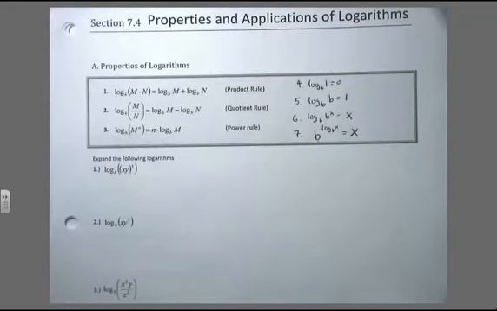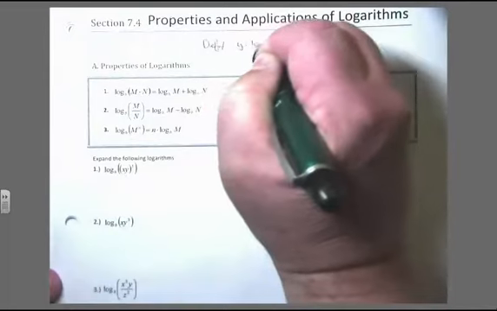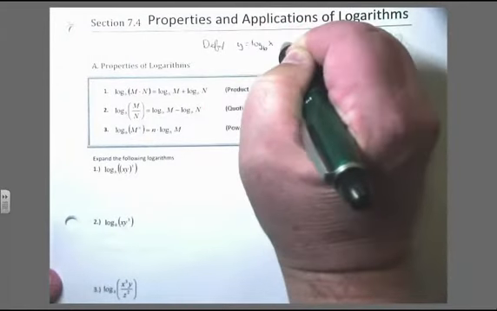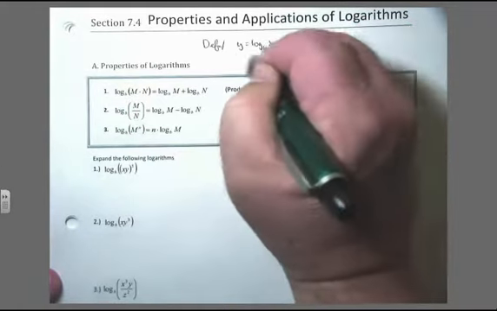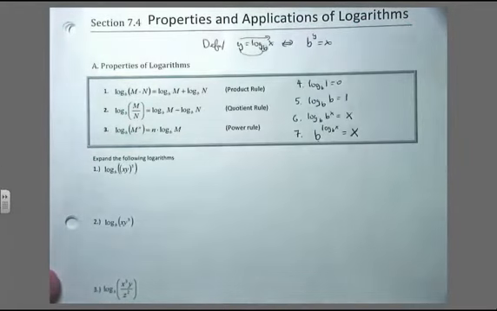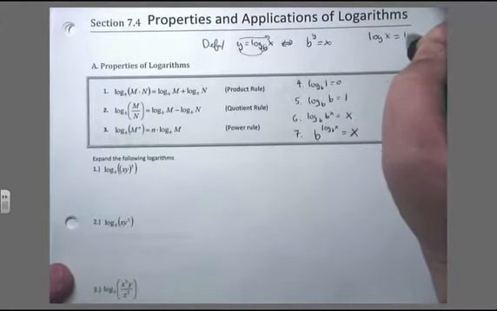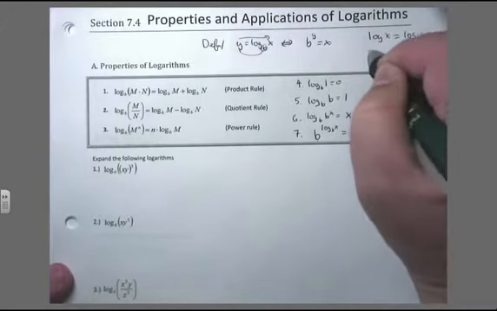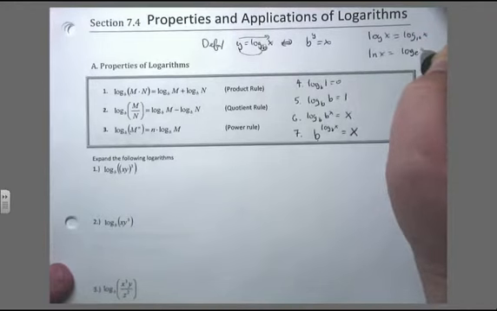These are the 7 log properties you need to know. You need to know the definition of log in case you ever get in trouble. y equals the log base b of x implies that b raised to the y equals x, what I call the smiley face definition. And the other one is, of course, you've got to know your calculator. The common log is log base 10 of x, and the natural log of x is log understood to be base e of x.